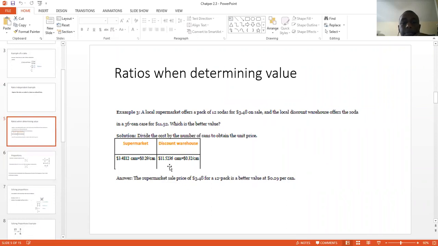When determining value, you can use ratios. So we're trying to find the dollar per can here. If there's a pack of 12 sodas and all of them cost $3.48, $3.48 goes on top, and you're trying to find the price per soda. So $3.48 divided by 12 comes out to be 29 cents per can. Do the same thing for the discount warehouse, 32 cents per can.